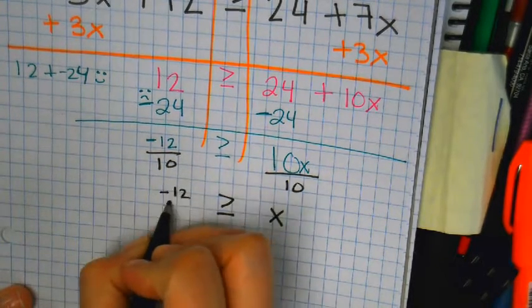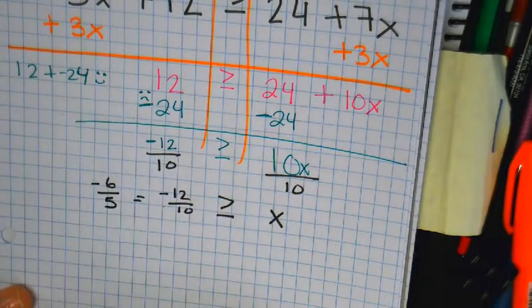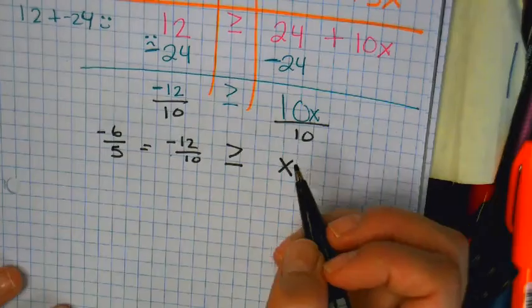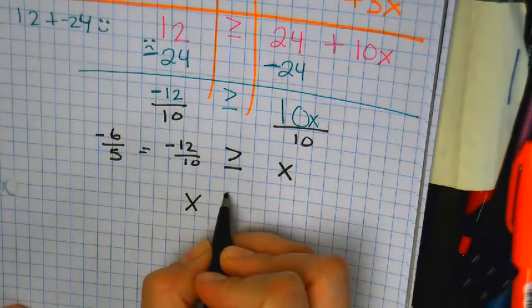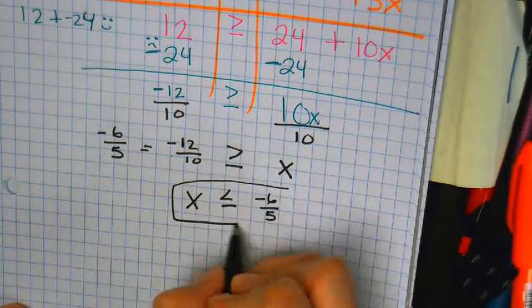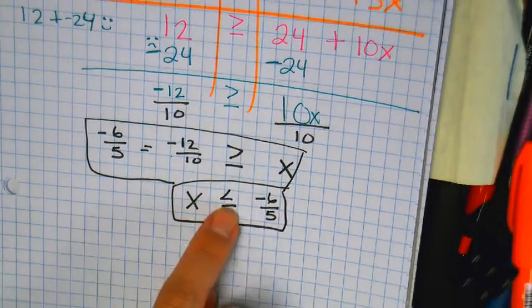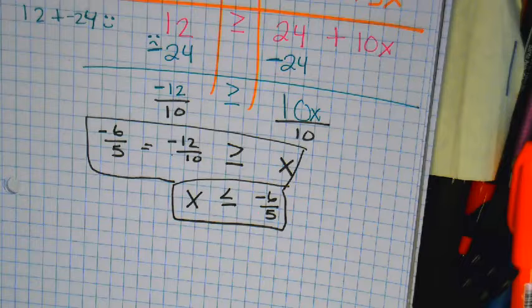Negative 12 over 10, which is equal to negative 6 over 5. Right? We can just leave it like that. If I were to flip it, it would be x is less than or equal to negative 6 over 5. So either one of these answers is fine. If I were to graph it, then I would switch it. Don't let the fact that it's negative or that it looks like a fraction confuse you. They don't do anything. Yeah, it's fine.